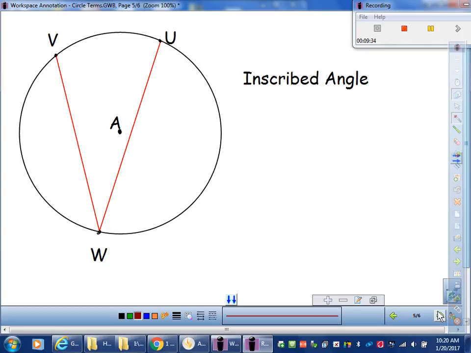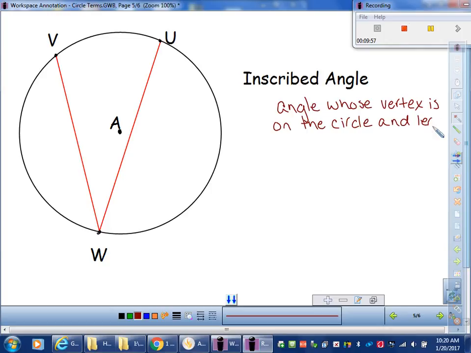Then we have an inscribed angle. An inscribed angle is an angle whose vertex is on the circle and legs both intersect the circle. So angle VWU would be an inscribed angle.